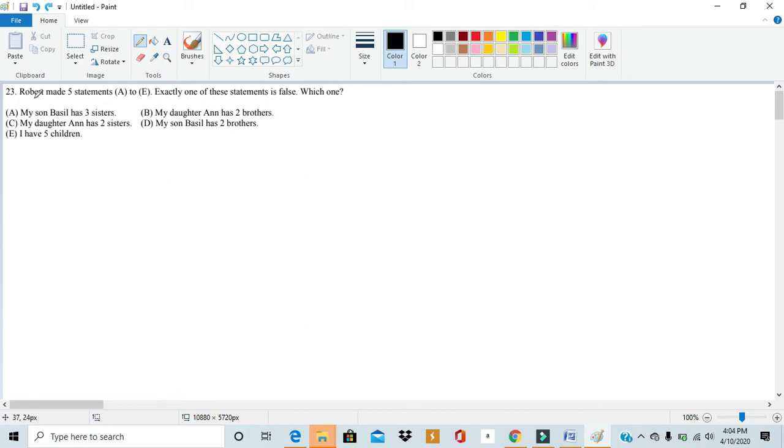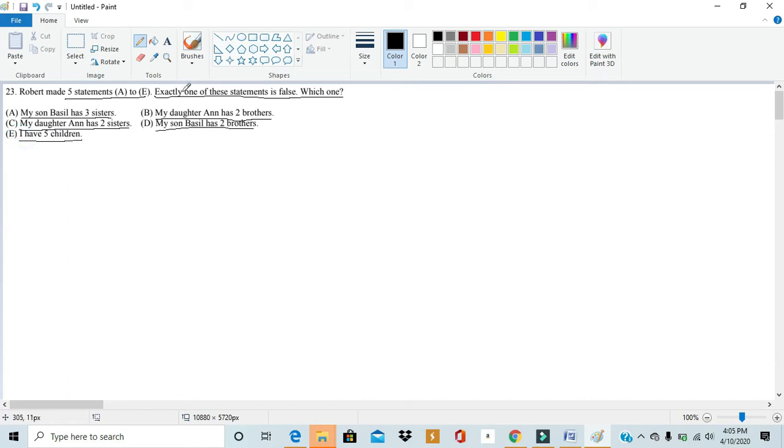Robert made 5 statements, A through E. Exactly one of these statements is false. Which one? Statement A. My son Basil has 3 sisters. Statement B. My daughter Anne has 2 brothers. Statement C. My daughter Anne has 2 sisters. Statement D. My son Basil has 2 brothers. And statement E. I have 5 children.